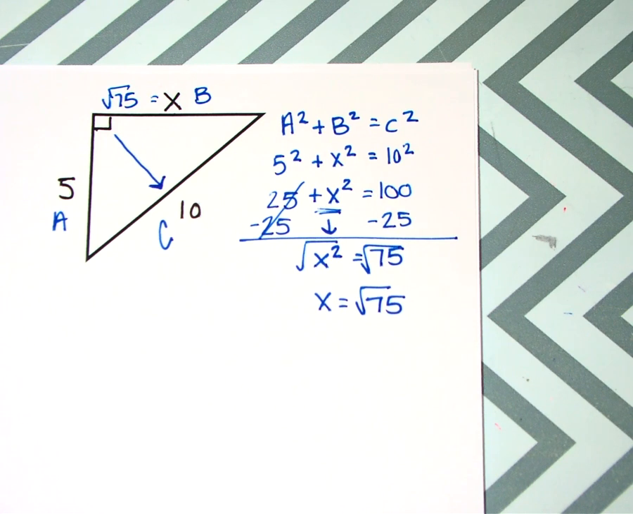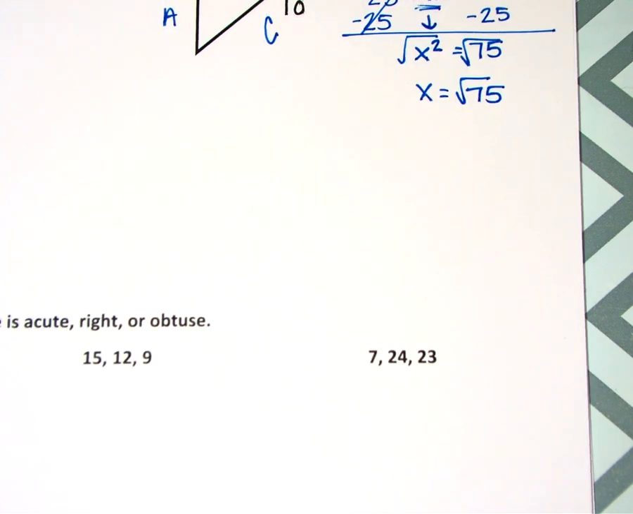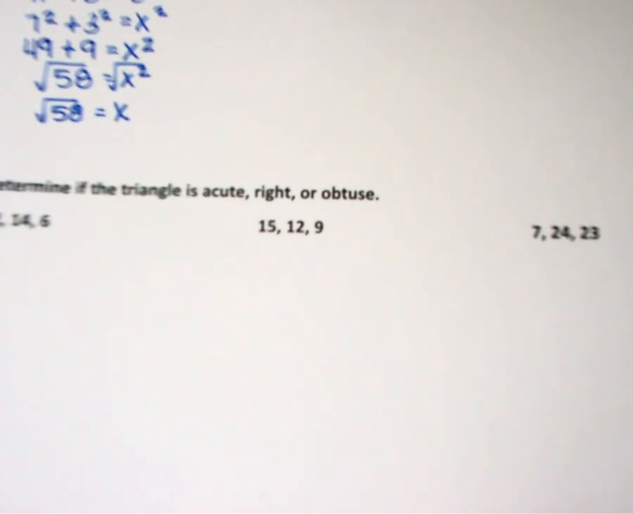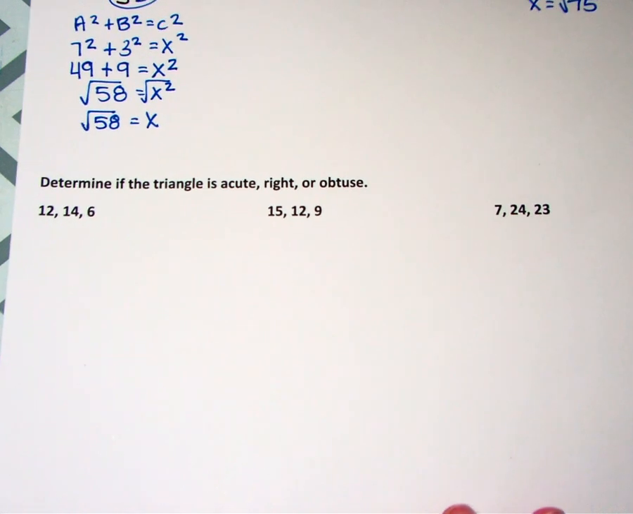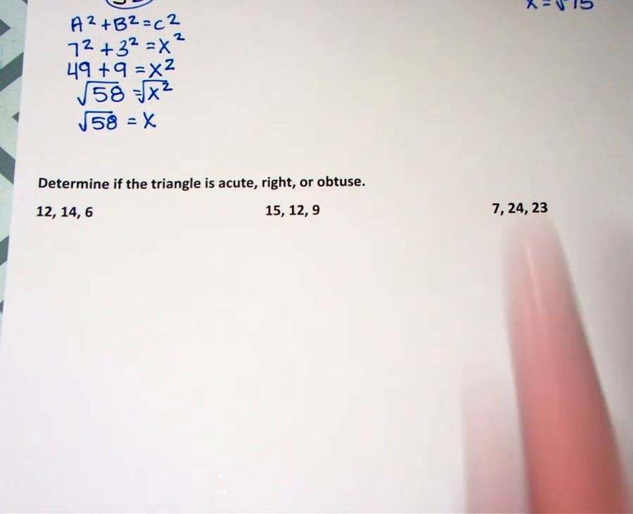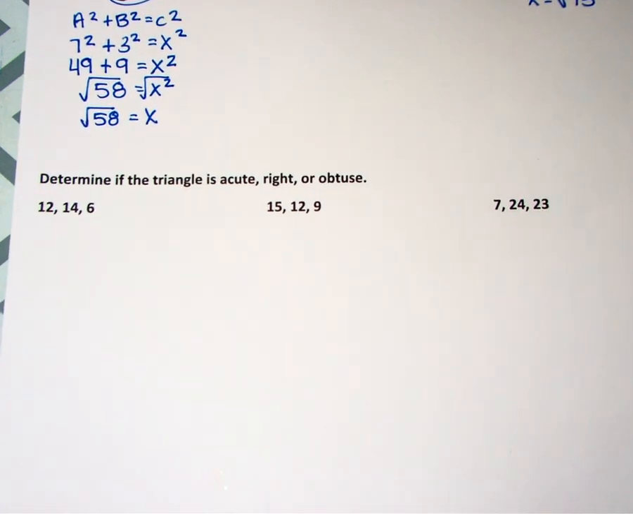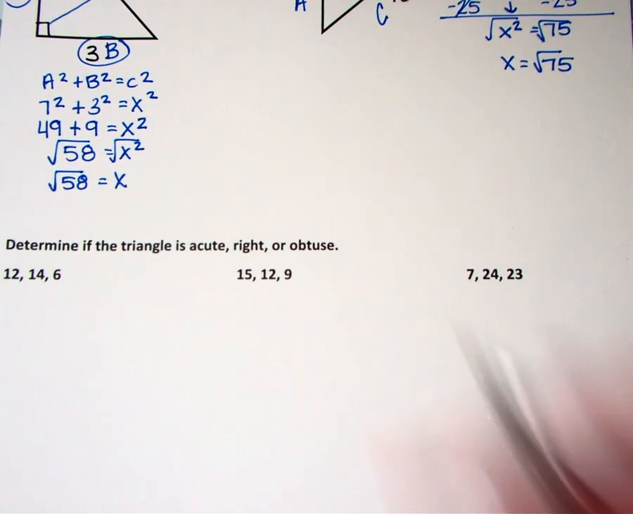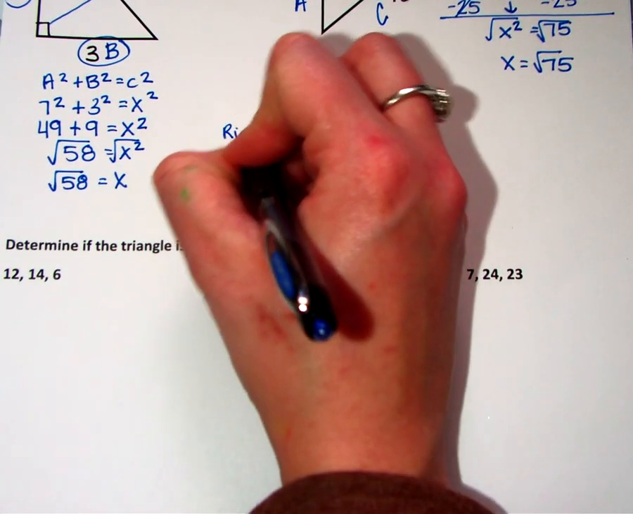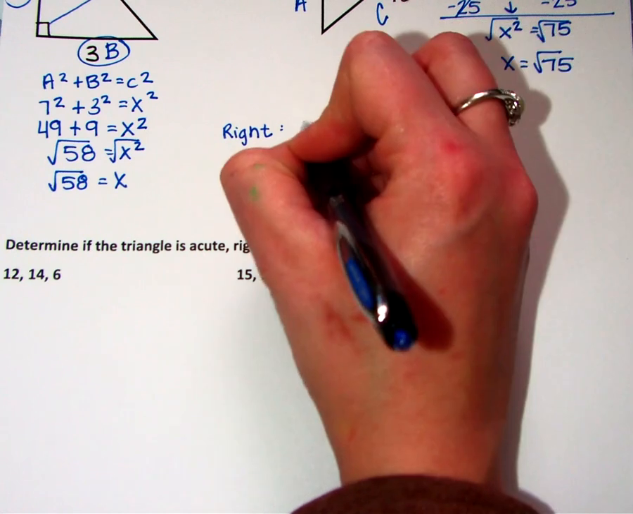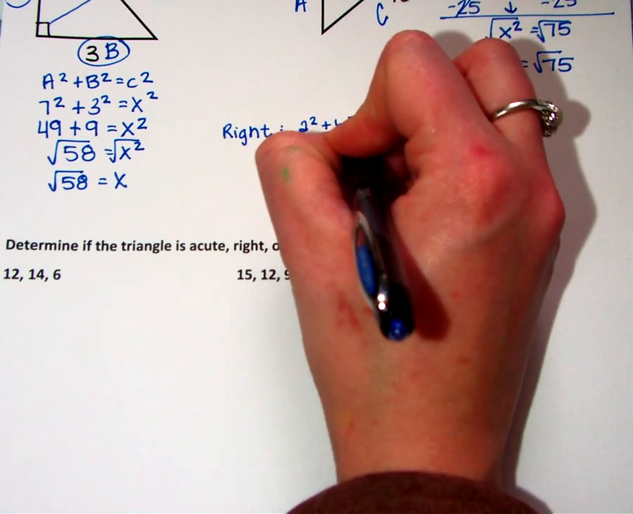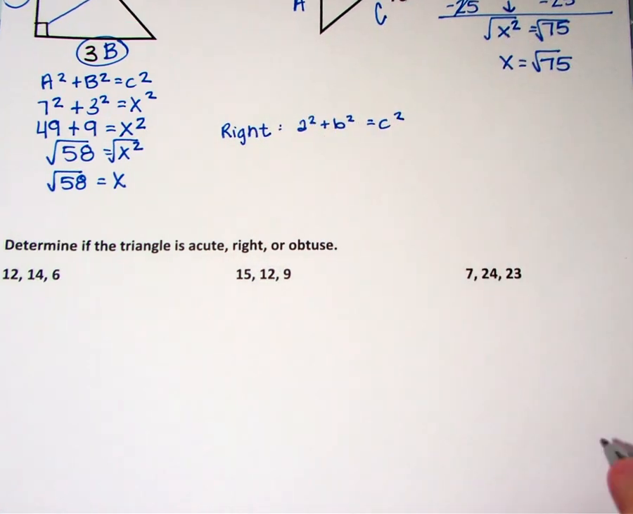Okay, the Pythagorean theorem can be used for multiple other things, such as determining what type of triangle you're working with. When you're given 3 side lengths, you can determine whether the triangle is right, acute, or obtuse. So let's review that really quick. If a triangle is considered a right triangle, A squared plus B squared has to equal C squared.